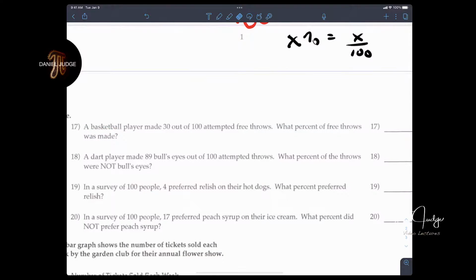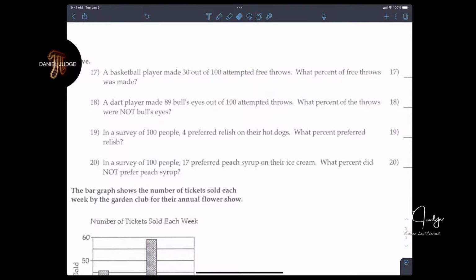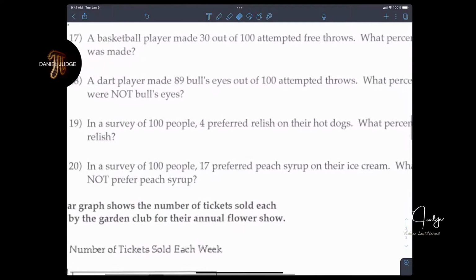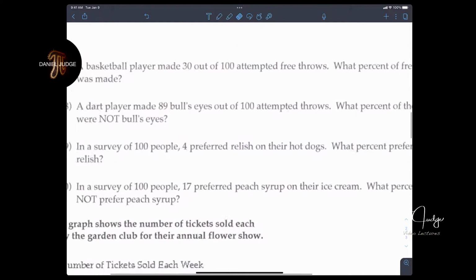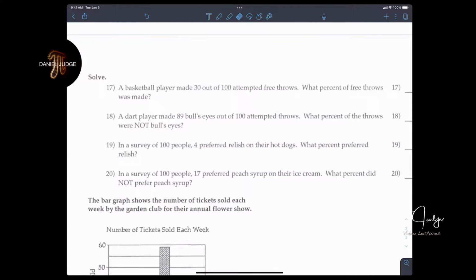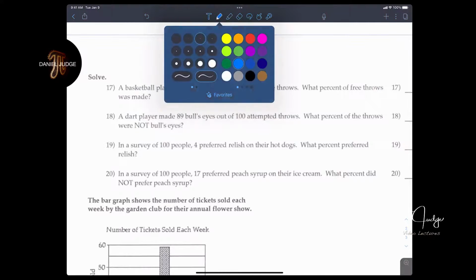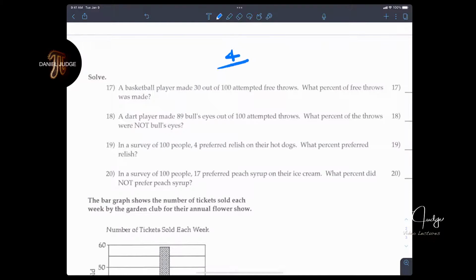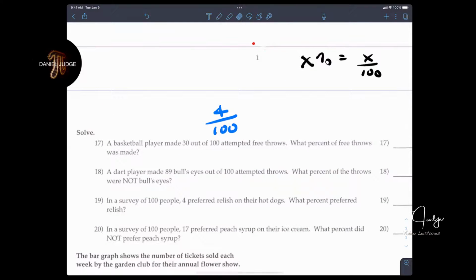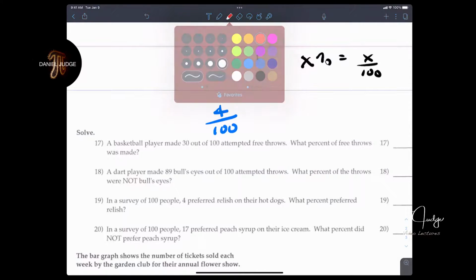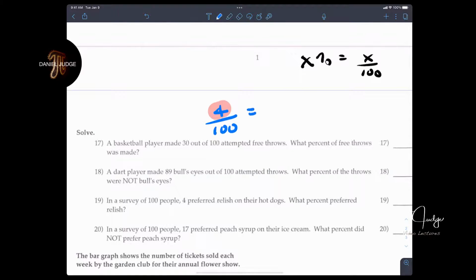They were nice. So it's now saying in a survey of 100 people, 4 preferred relish. This is in number 19. So what percent preferred relish? So we write down 4 preferred relish out of 100. We can write it 4 out of 100. But the reason I left this up is because it fits our definition of percent, which is what they're asking. So that's the definition of 4%, ladies and gentlemen. So we're going to leave it as is. 4%.